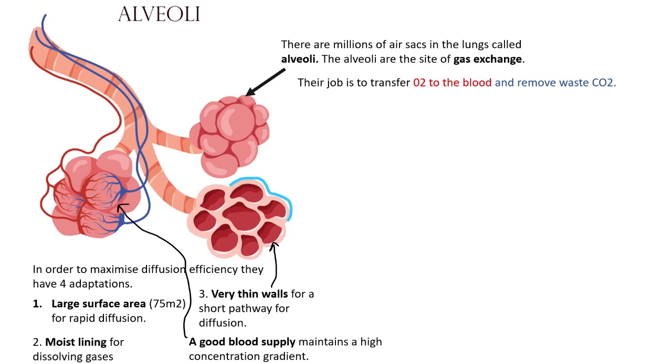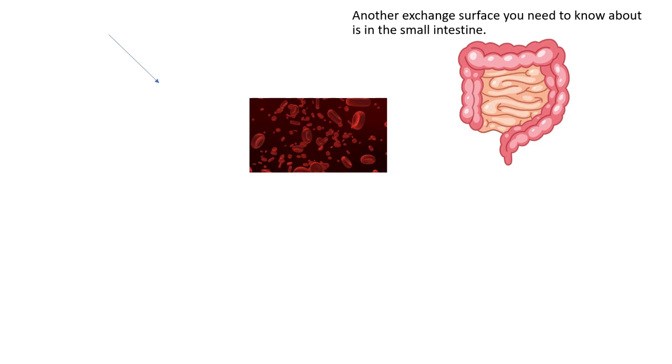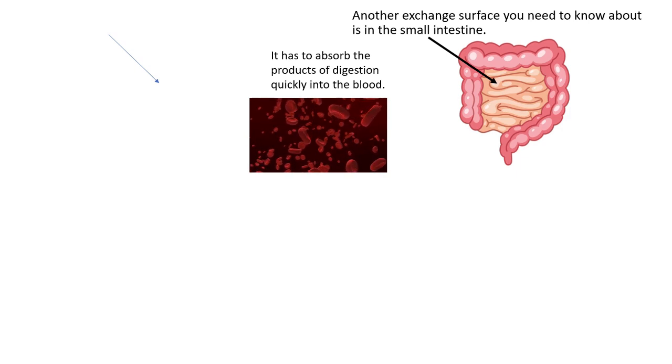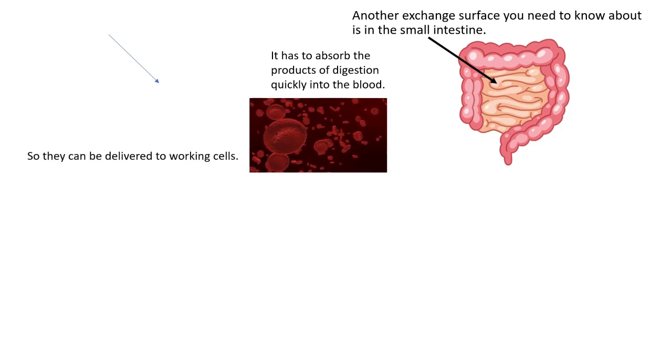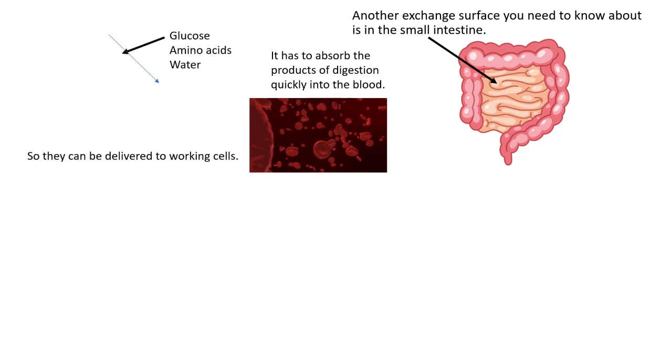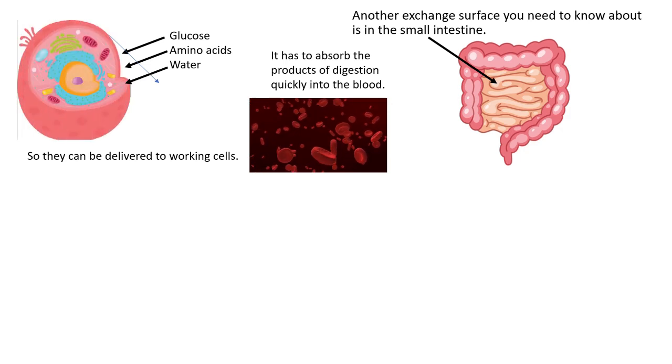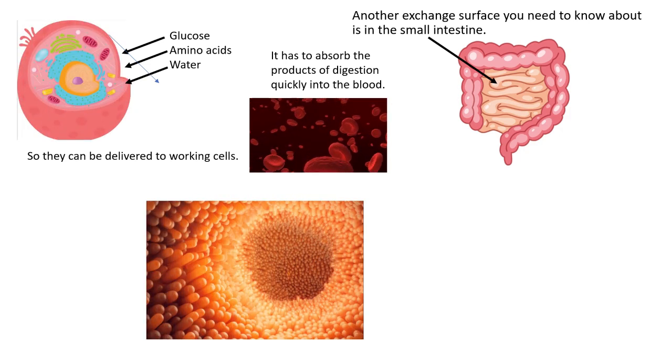And you can pretty much apply these four things: large surface area, moist lining, thin walls, and a good blood supply. You can apply those to all exchange surfaces. And another exchange surface you need to know about is the small intestine, shown here. Its job is to absorb the products of digestion, amino acids, glucose, minerals like calcium or iron, and get them quickly into the blood so they can be delivered to working cells where they're needed. For instance, we need glucose in the mitochondria.